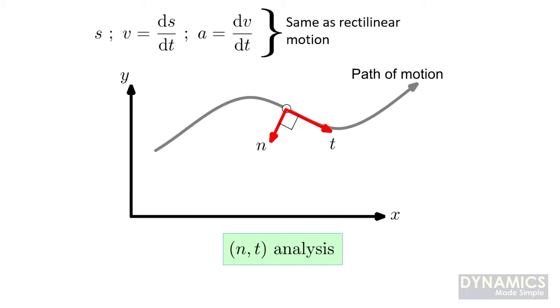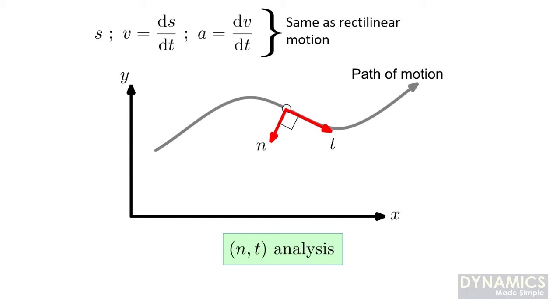The second approach in analyzing curvilinear motion is by using the nt analysis. In this analysis approach, the particle's motion parameters, i.e. displacement, velocity, and acceleration, are decomposed along n and t axis. The origin of n and t axis are located on the particle itself. The tangent axis t is tangent to the curve, while the normal axis n is normal to the t axis and pointing inwards of the curvature.